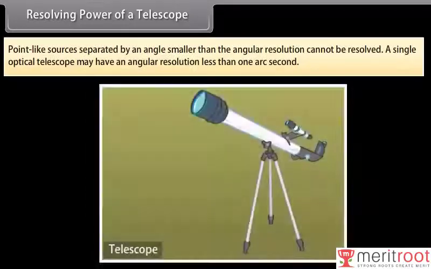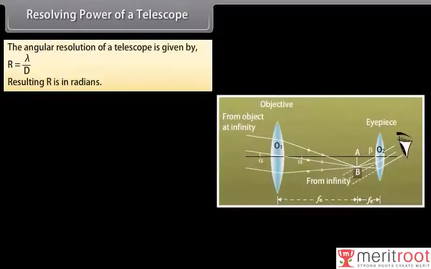Resolving power of a telescope. Point-like sources separated by an angle smaller than the angular resolution cannot be resolved. A single optical telescope may have an angular resolution of less than 1 arc second. The angular resolution of a telescope is given by R = λ/D, where λ is the wavelength of the observed radiation and D is the diameter of the telescope's objective. The resulting R is in radians.